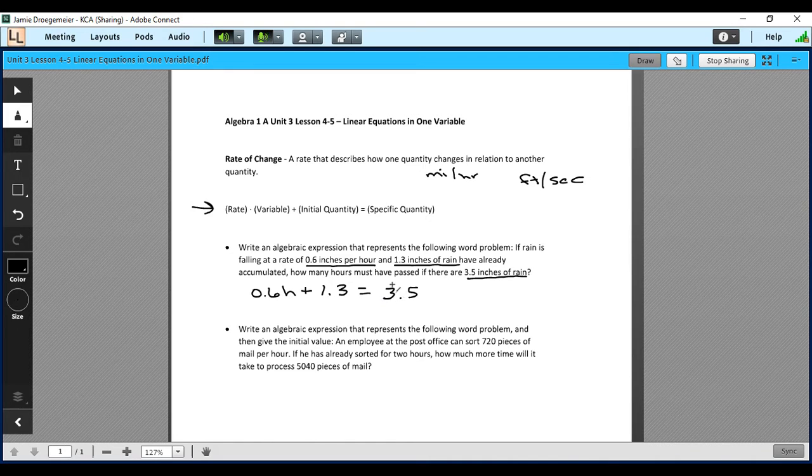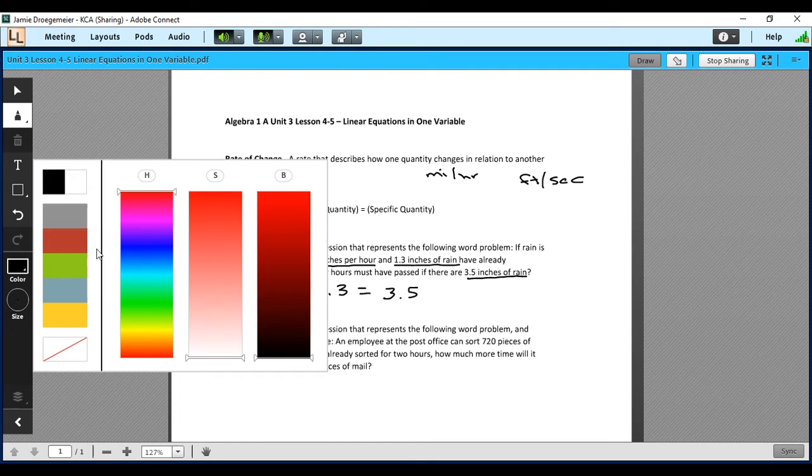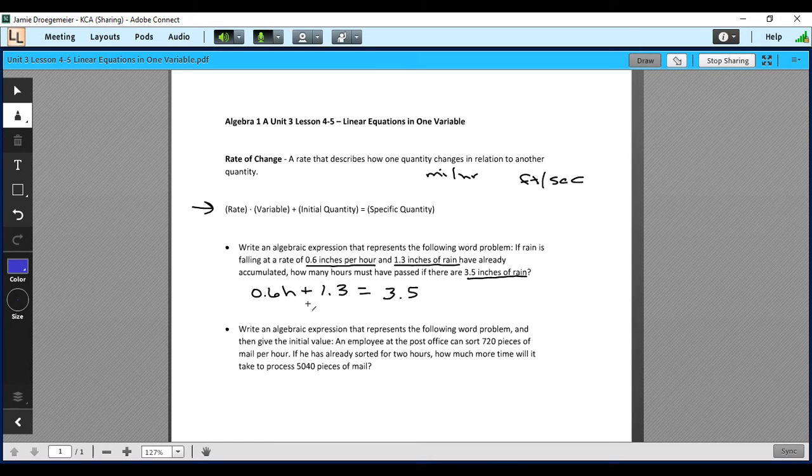And now, using what we did in the last lesson, we can then work on solving this. So we said we want to isolate that variable. We want to get that h by itself. I'm going to use a different color pen here just to make that a little more visible. So we want to undo that addition. So we're going to subtract the 1.3 from each side of the equation. I don't have a lot of room to work here, but that's going to leave me with that 0.6h. And on this side, 3.5 minus 1.3 would be 2.2.